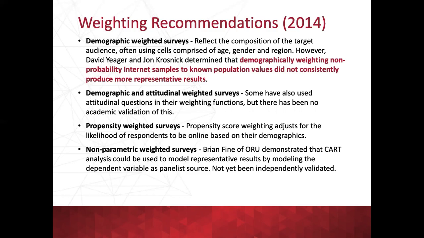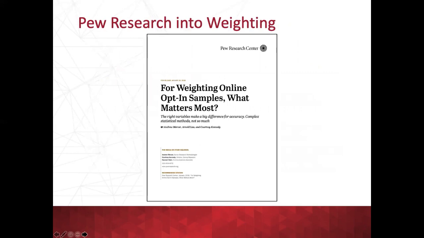The propensity weighting was one of the Harris techniques, and weighting attitudinally was something that we'd seen different people doing to try to correct for problems with non-convenience samples. But really, what's changed all that, as I've alluded to, is this Pew study, and so I do encourage you to read this. This extensive report on weighting online opt-in samples is available for free.